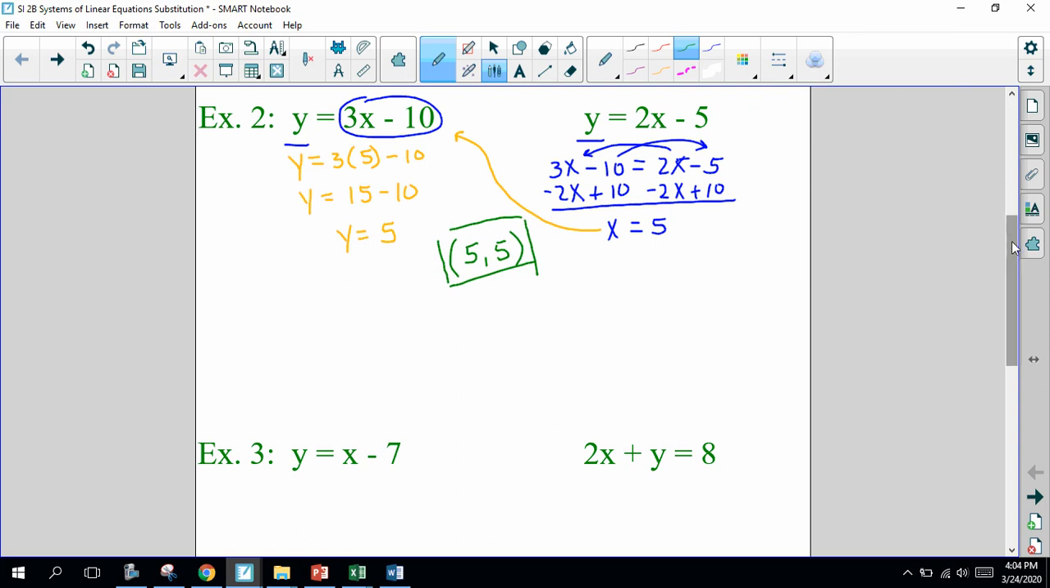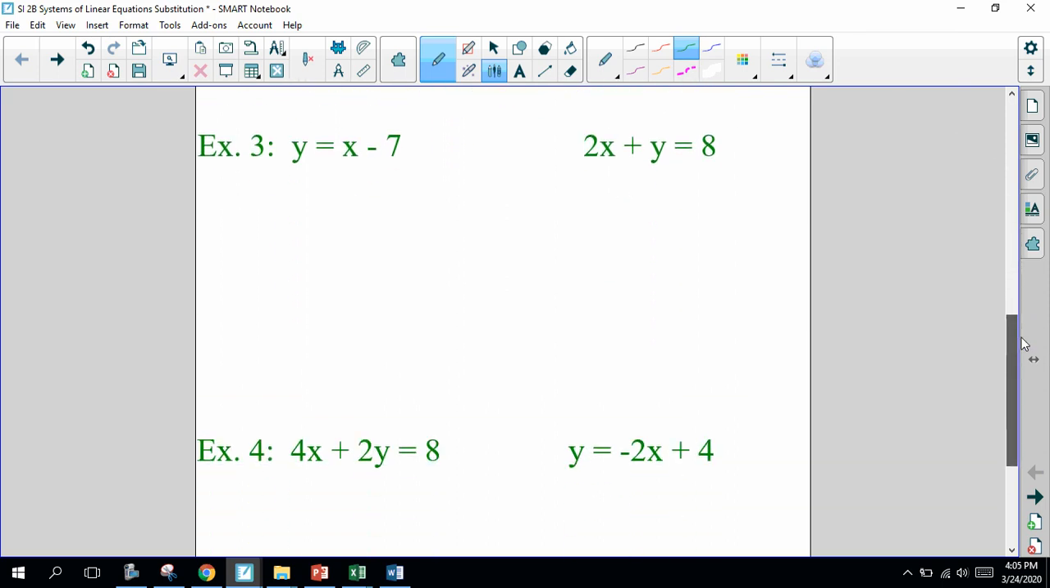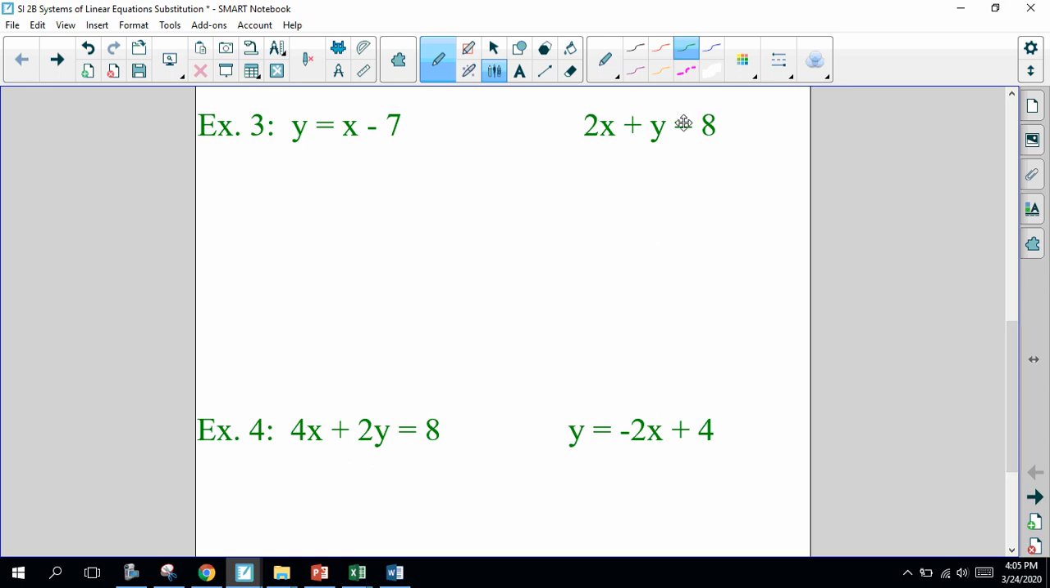Taking a look here in my next example, the big thing for substitution, we said we are looking to find an equation that has a variable that is by itself. The first equation has exactly that, so I've got this y by itself. It's equal to x minus 7. So over in my other equation where there's a y, right here, I'm going to replace it with x minus 7. So as I substitute in, I bring my 2x down, I bring my plus sign down, and in for y, I'm putting an expression.